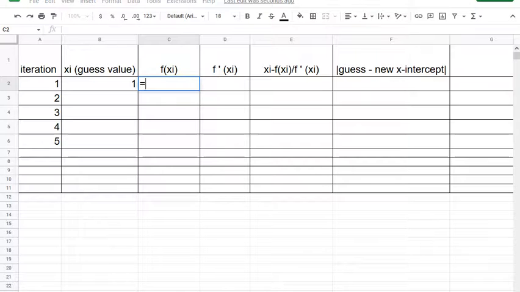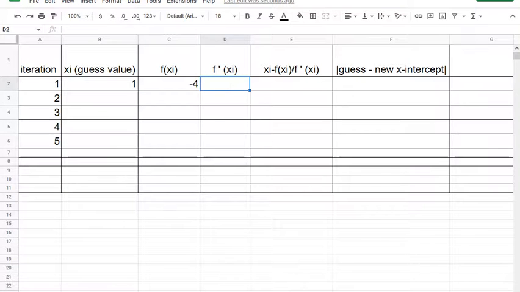So we do equal, and it's x squared minus 5. And the x value is in the B column, so we want B2, which is this value right here, and square. It would be B2 caret 2 minus 5, and it will calculate it for us.